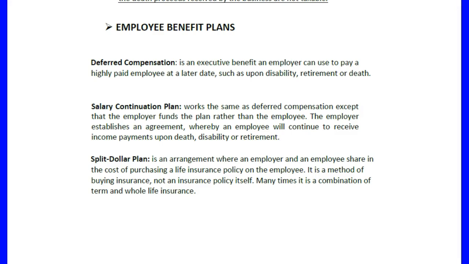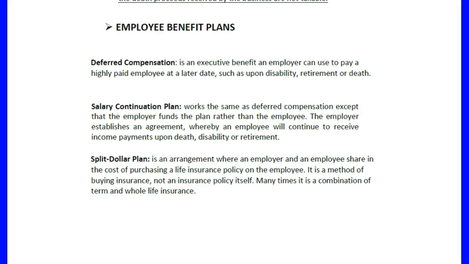Let me go back to what deferred compensation is. It is a benefit an employer can use to pay a highly paid employee at a later date, such as upon disability, retirement, or death. So the salary continuation is where you continue receiving income. One is that you defer compensation, and the other one is more like a salary.